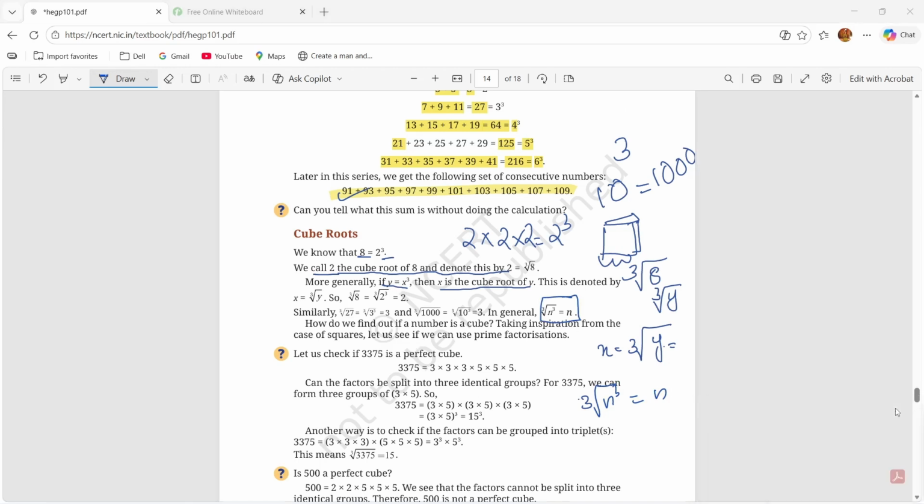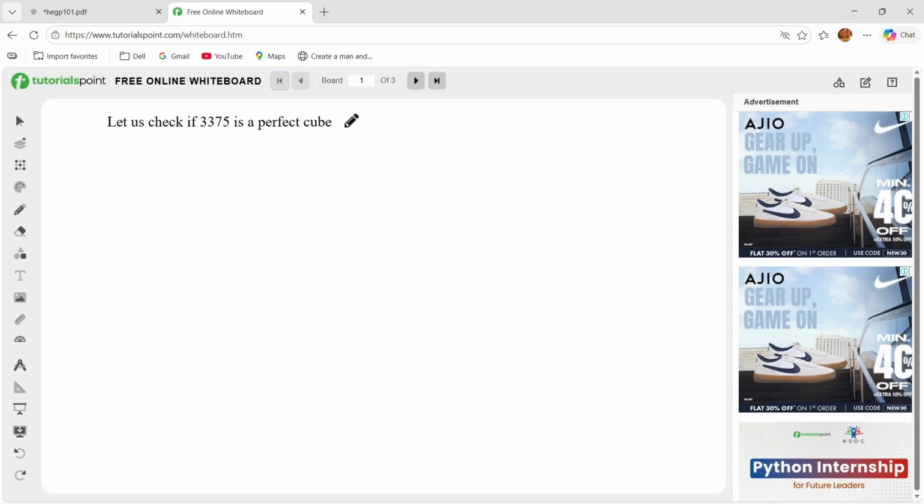Now how do we find this cube root of number? So we need to find out that. So here also we are using prime factorization method. So we are going to check 3375 is a perfect cube or not. Now we have 3375. We are applying the prime factorization method.